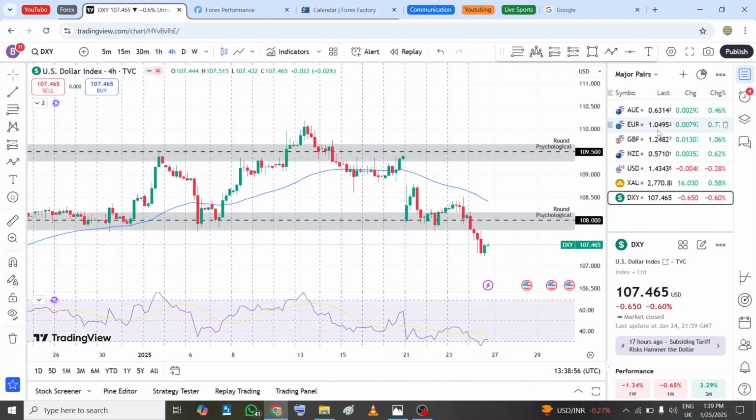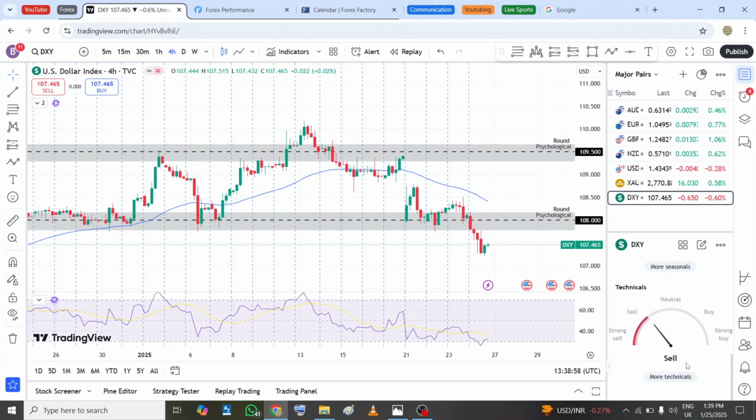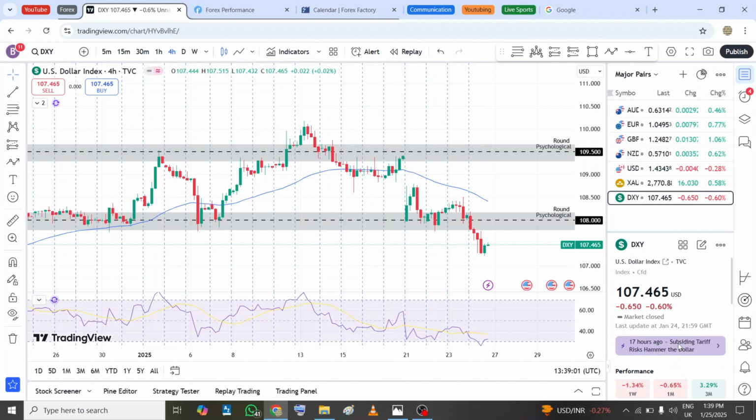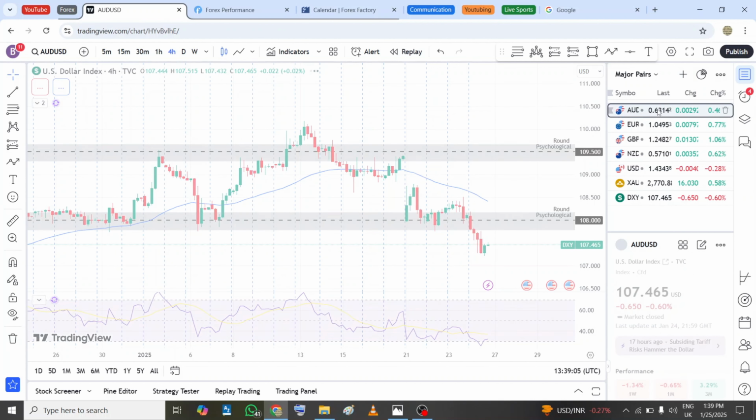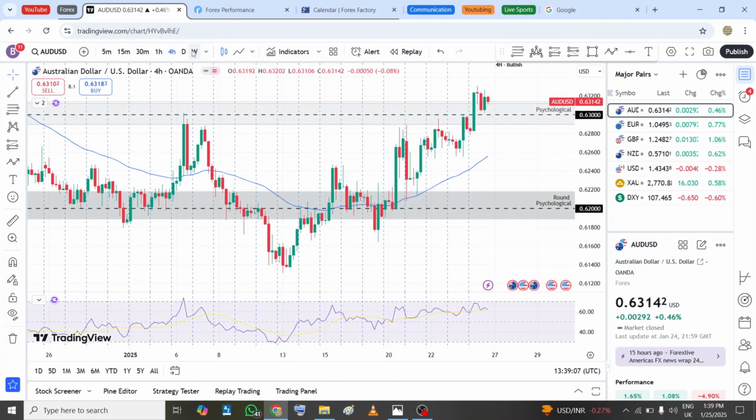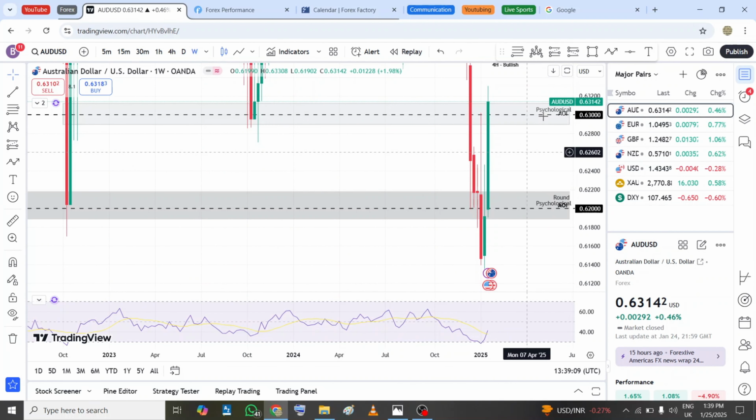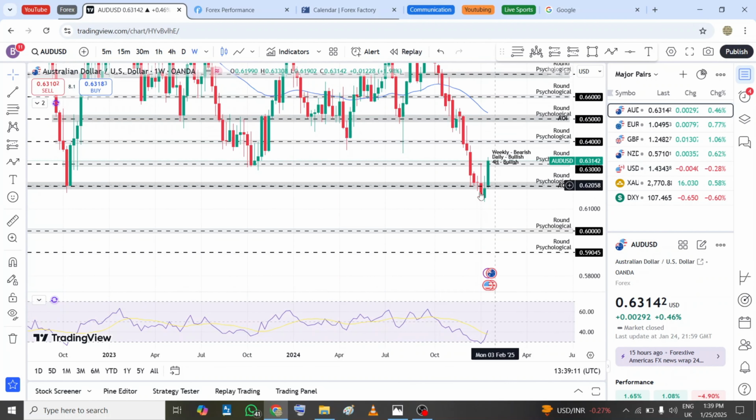So we know USD is losing strength. The technicals confirm it, that yeah, we are selling USD. Most people are selling USD, so we move with that. So we go to our first currency pair that we want to analyze, and we check the weekly.